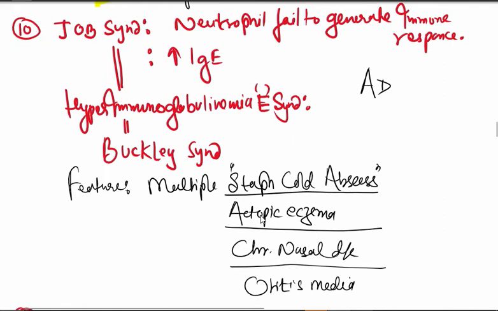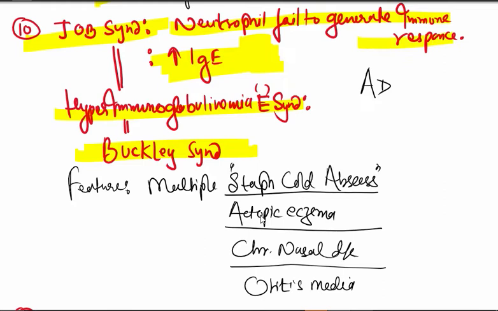Next, Job syndrome. Once you have a job, you have earning. Earning is much, so IgE is elevated. It is also known as hyperimmunoglobulin E syndrome, and Buckley syndrome. Here neutrophils fail to generate an immune response.